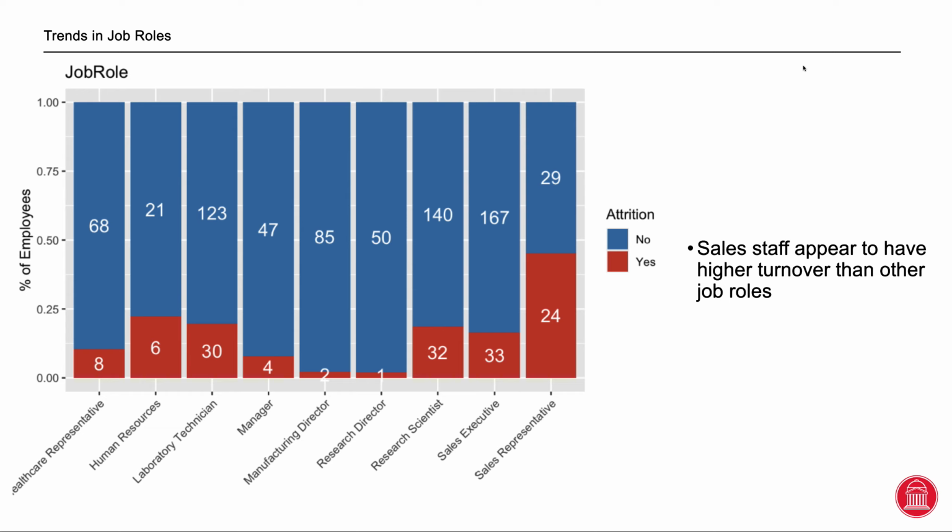If we look more at job-specific trends, we can see in this plot that sales representatives seem to have a higher amount of turnover. This plot is showing the percentage of each job in terms of turnover, and about 50% of sales reps had turnover, which is higher than any other job role in this data set. As of right now, we're not sure what the reason is or if being a sales rep is causing that, but we can say that it is associated with it.